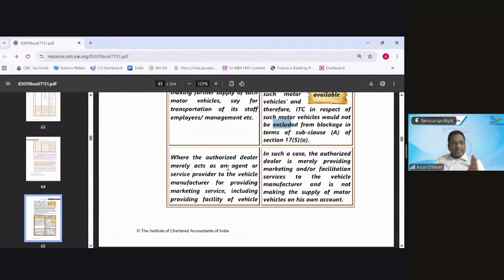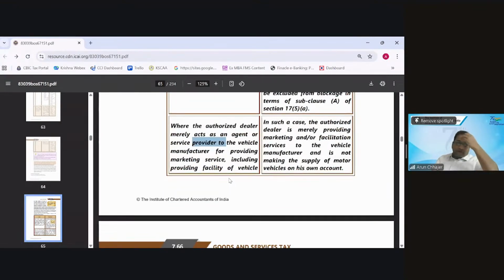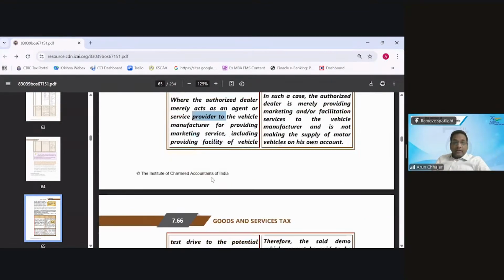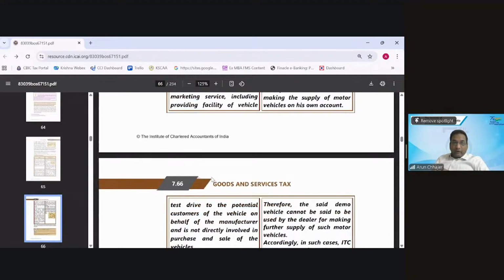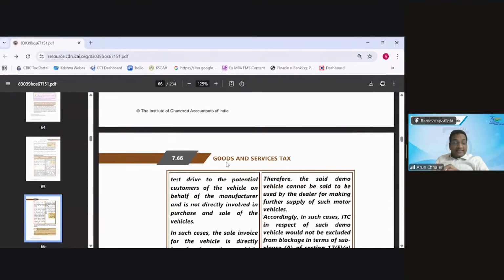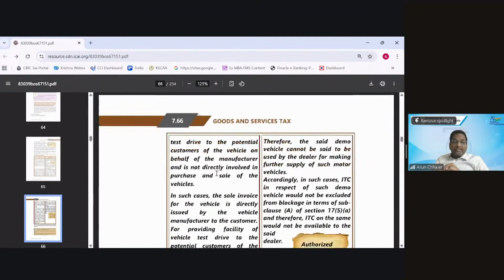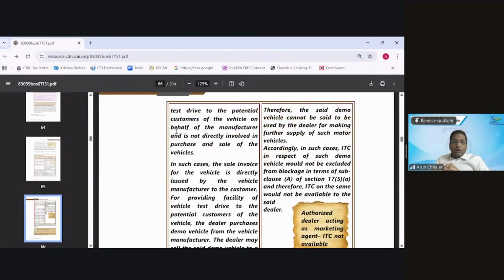When the authorized dealer merely acts as an agent or service provider to the vehicle manufacturer for providing the marketing service, including providing facility of vehicle test drive to the potential customer of the vehicle on behalf of the manufacturer. Any question?